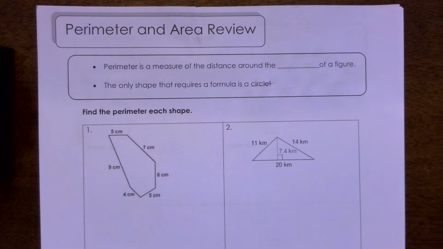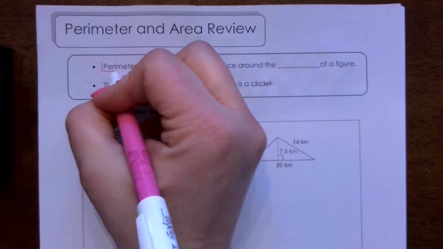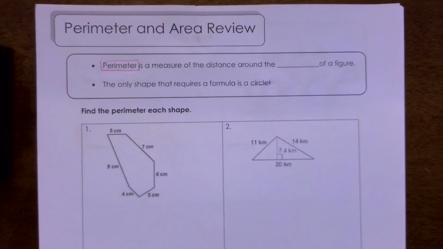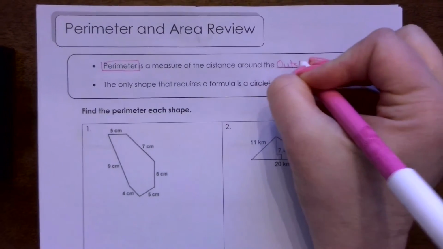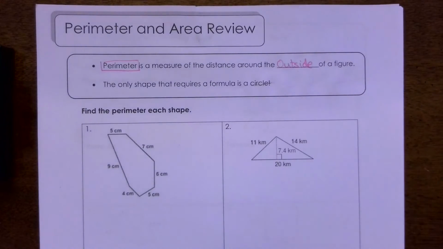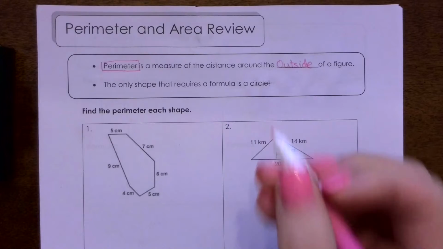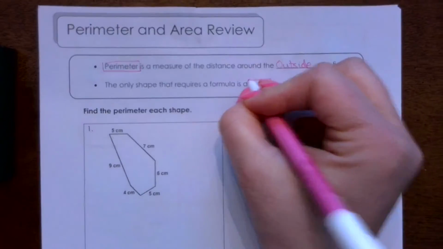In this video, we are going to be doing a review of perimeter and area. We are going to start with perimeter. And if you remember, perimeter is a measure of the distance around the outside of a figure. So we're talking about the outside of a shape. The only shape that we're going to use a formula for is a circle.